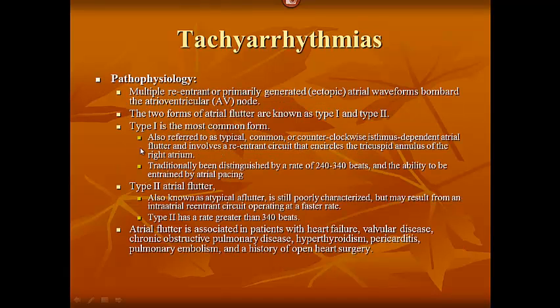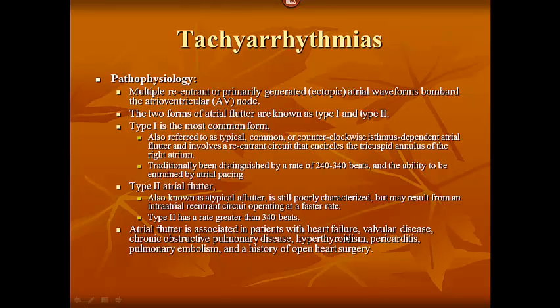And again, the pathophysiology is a multiple reentrance. You have type 1 and you have type 2. This is the most typical, okay? And basically it's a reentrance circuit at the level of the tricuspid annulus. And type 2 is very poorly characterized, but there is a reentrance that is faster than type 1 at the same level.